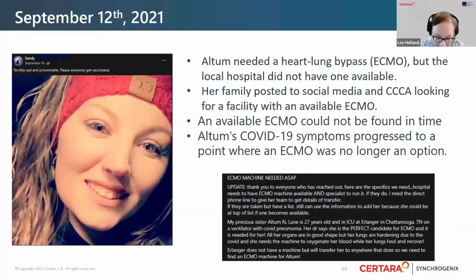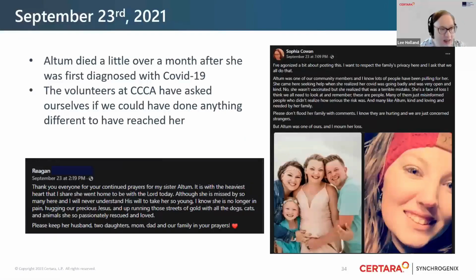Unfortunately, an available ECMO couldn't be found in time, and Altum's COVID had progressed to the point where an ECMO was no longer an option for her. On September 23rd of 2021, Altum died of COVID-19 a little over a month after she was first diagnosed. And the volunteers on the Facebook group really asked if there was anything else that we could have done where we could have reached her.